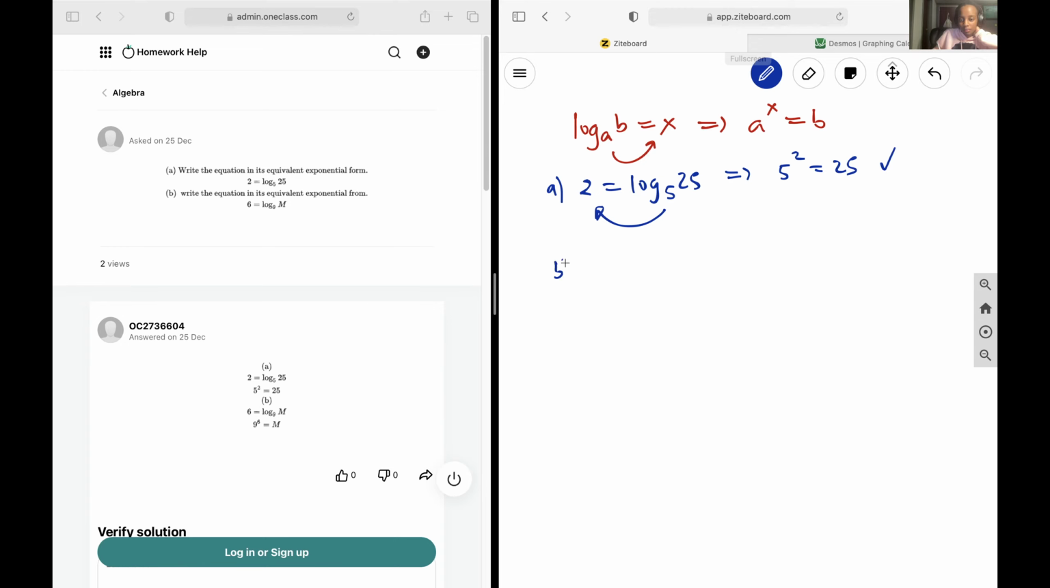Next up, we have 6 is equal to log base 9 of m. So what that means, you move the 9 right on over, it becomes 9 to the power of 6 is equal to m. And that is our final answer for that.